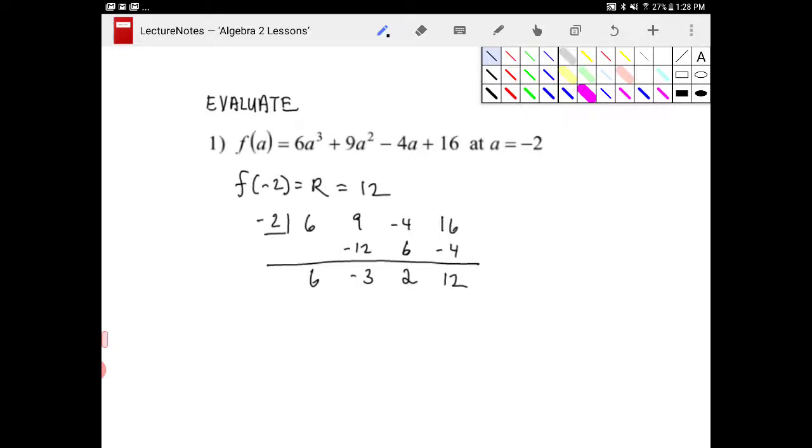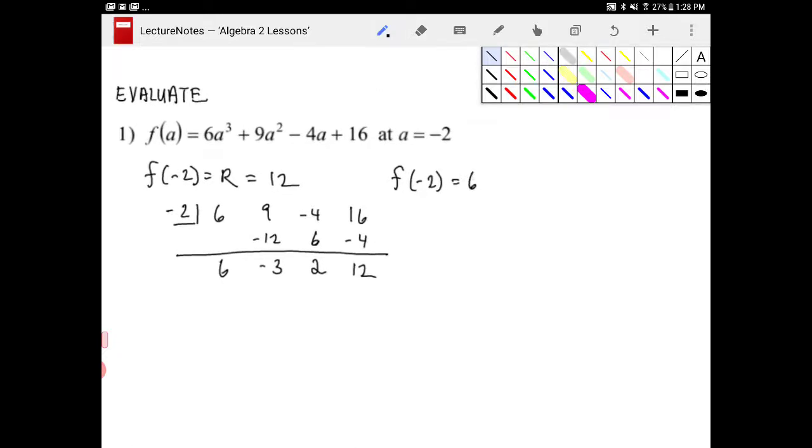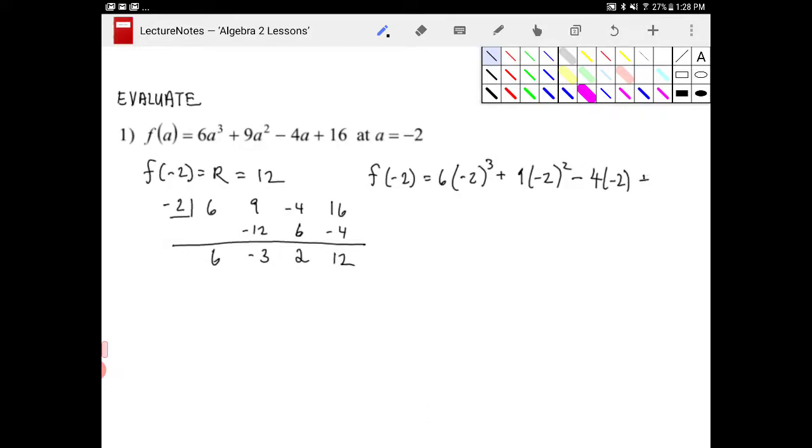Of course, you can also directly substitute it in, let's say if you forget synthetic substitution. Would it be any faster or slower? It may be a little slower just because this does require a little bit of mental math and some computation. So actually, I'll just do it really quickly to do it side by side as a comparison here.